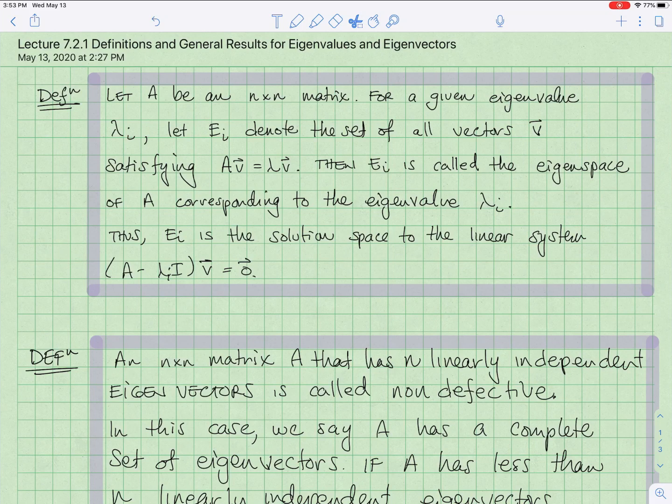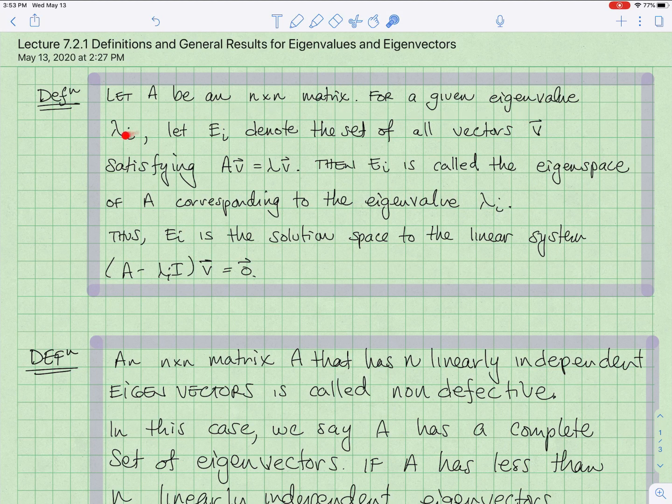As we move into section 7.2, there's not a whole lot of new ideas, just some new terminology. So we're going to talk about the definitions and general results for eigenvalues and eigenvectors. The first definition that we want to talk about here is for what's called an eigenspace. So let A be an n by n matrix.